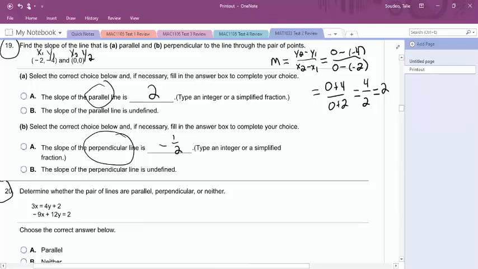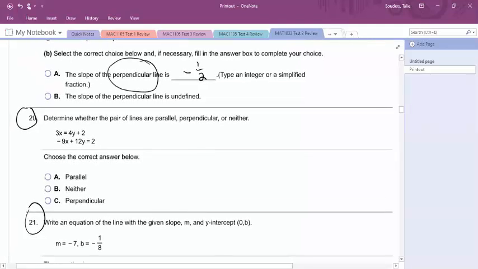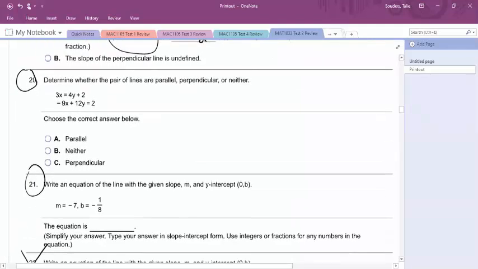Okay, so for number 20, how do you think we're going to approach this? How are we going to figure out if these lines are parallel, perpendicular, or neither? What information do we need about these lines? The slope. We need the slope of each line. And how are we going to find the slope? This is kind of combining the last few problems that we did. We have to put it in slope-intercept form. It's a good way to find the slope.